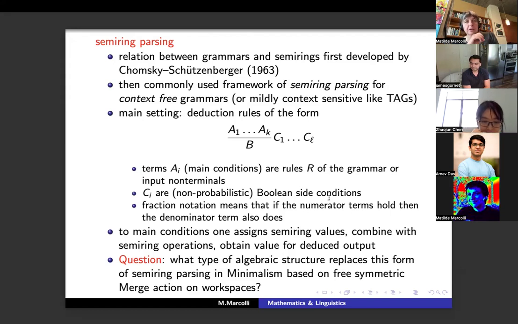And one of the things that it does is introduce this idea of parsing by semirings, and in that formulation, it was based on using context-free grammars. And of course, here we want to use Merge as the generative process of syntactic objects that we have seen, instead of formal language.